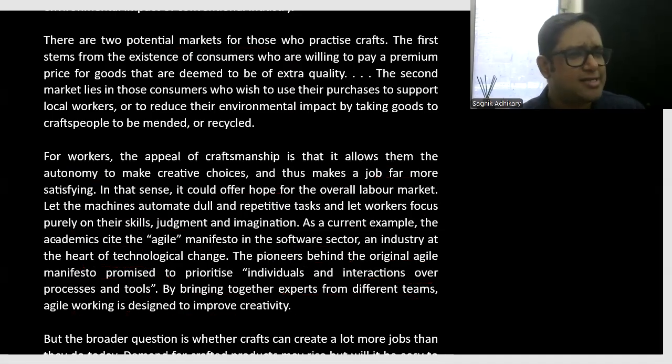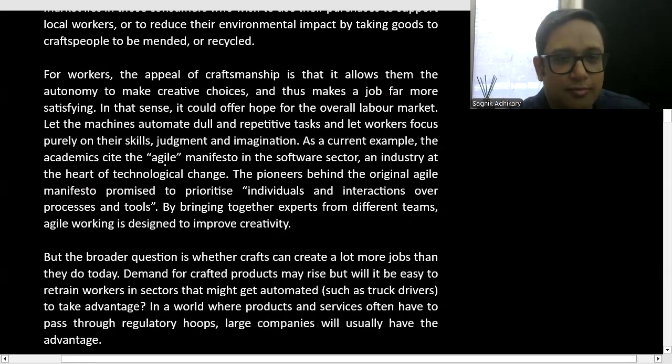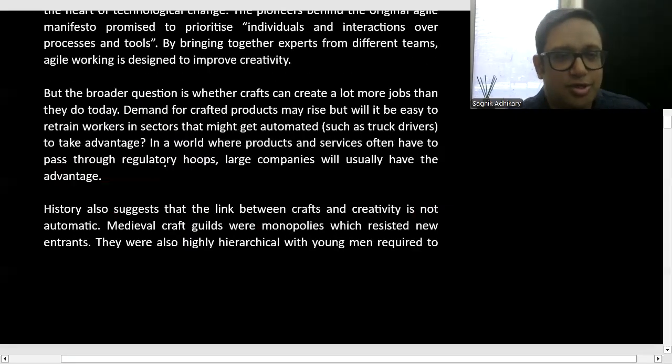So it doesn't quite tell us what the Agile model or what the Agile Manifesto is. It just says what all things it prioritizes. We'll keep that in mind if we face a question on that.